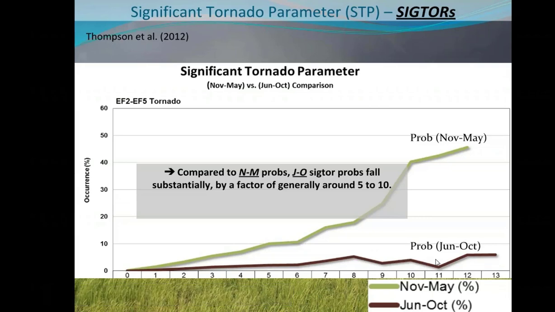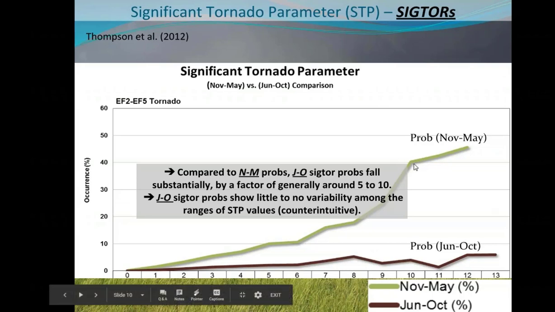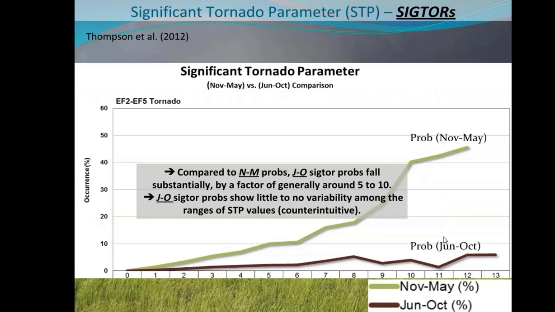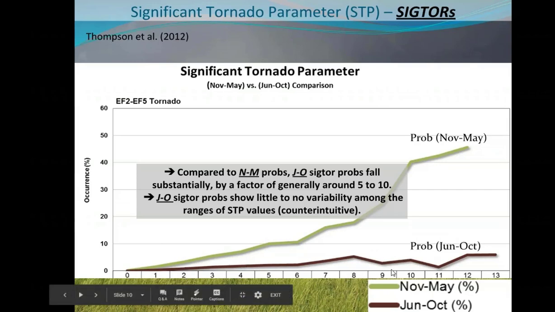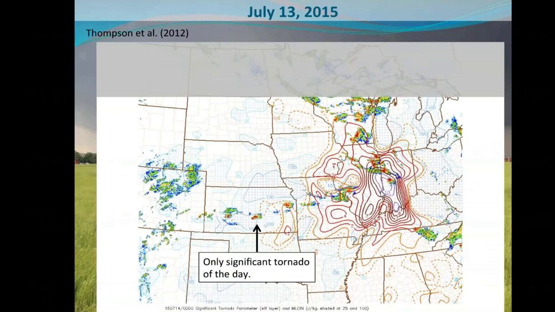for significant tornadoes. And indeed, comparing June to October with November to May, we see probabilities of significant tornadoes fall by a factor of 5 to 10, going between different times of the year, with little to no variability. In other words, as STP increases, that is the significant tornado parameter, the probabilities for significant tornadoes vary very little and flatline at low values in that weaker forcing for ascent time frame, highlighting the lacking predictability in the June to October time frame, with a much steeper incline in the probabilities for significant tornadoes at other times of year.